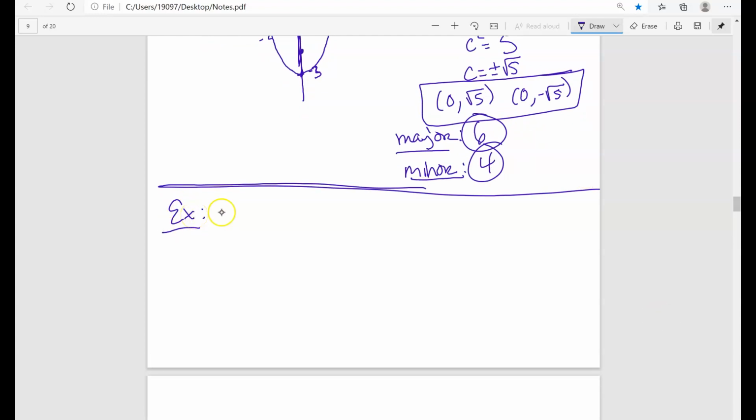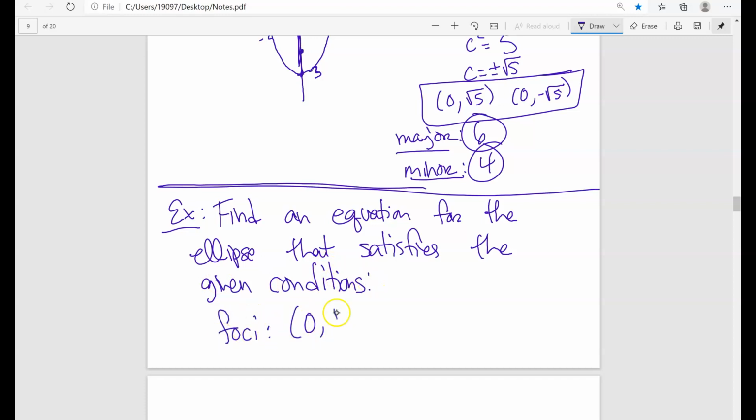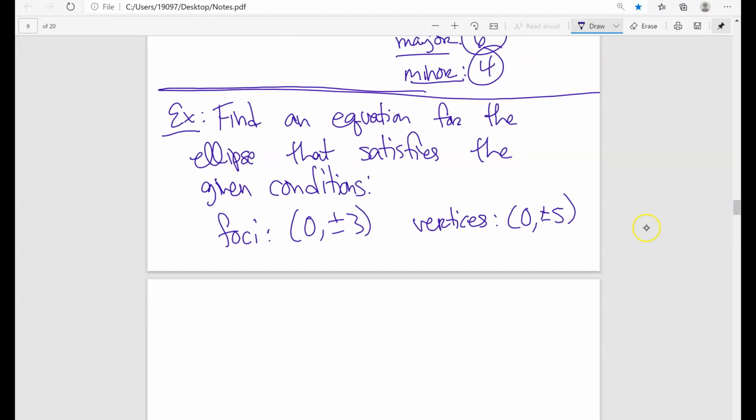Okay, so we want to find an equation for the ellipse that satisfies the given conditions. Okay, and here are the conditions. We want the foci to be 0, comma plus or minus 3, and we want the vertices to be 0, plus or minus 5. Okay, so let's figure out what the equation should be.